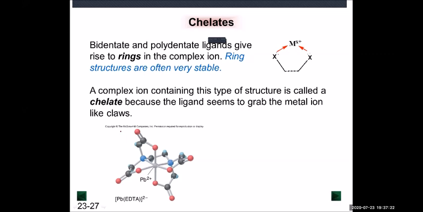Chelate are the compounds where one molecule has multiple places that form bonds at the same time, and in the end they form a ring. And this we call a chelate. Form a ring, chelate.